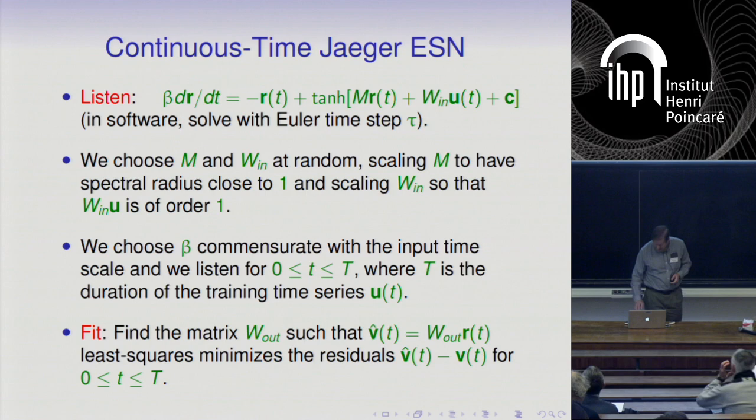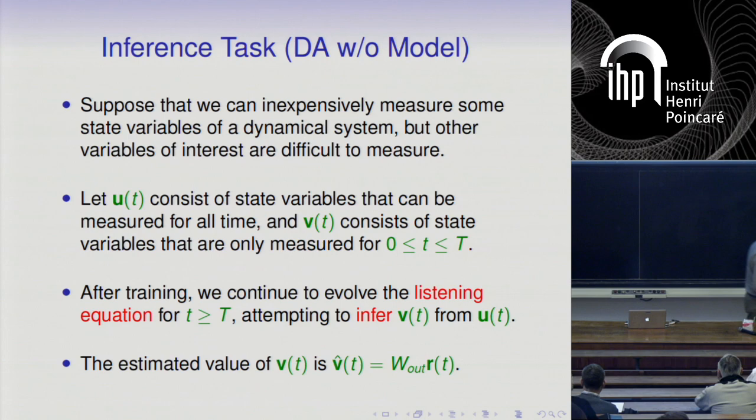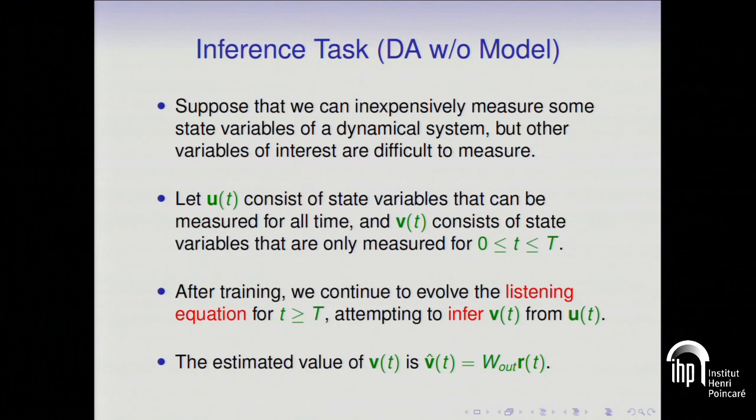As a first example of using this methodology, what we call in our paper inference, but in some sense you can think of it as data assimilation without a model. As I pose things here, just for simplicity, I'm assuming partially observed states. I'm assuming we directly measure some state variables and want to infer the other state variables. So from U of T, we want to infer V of T. But you could also think of U of T as observations and V of T as the model state we want to infer.